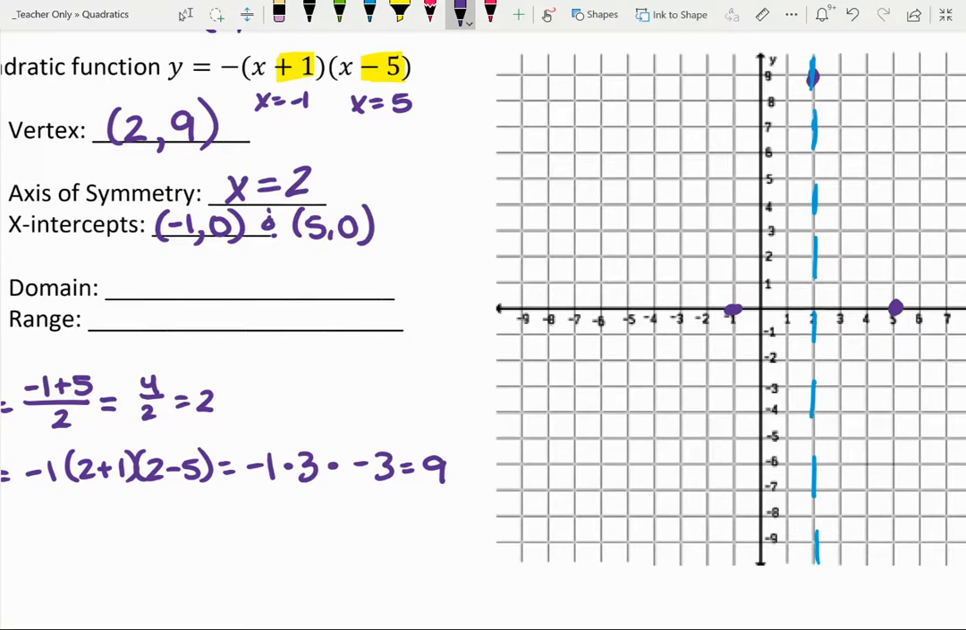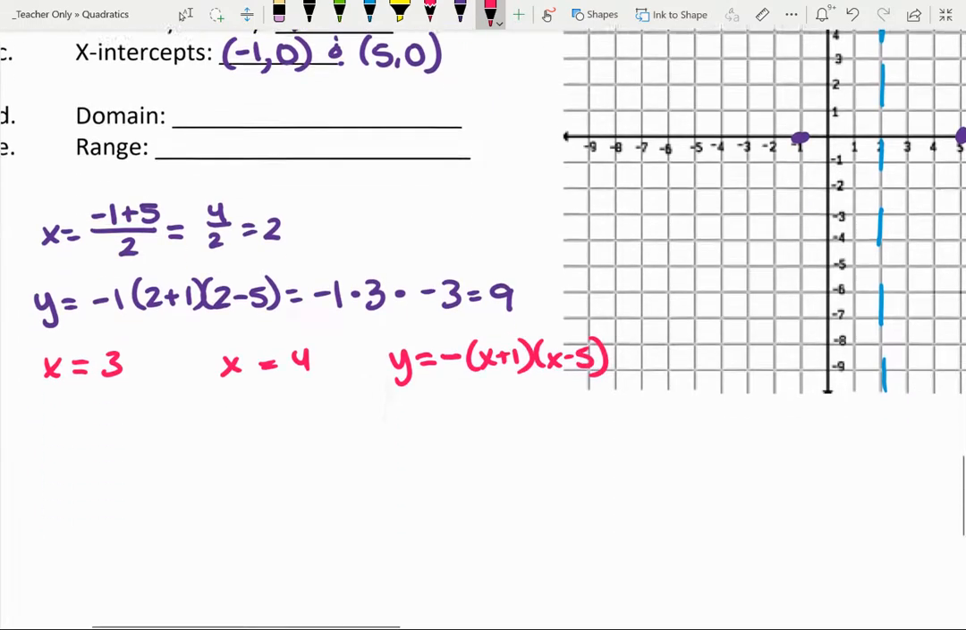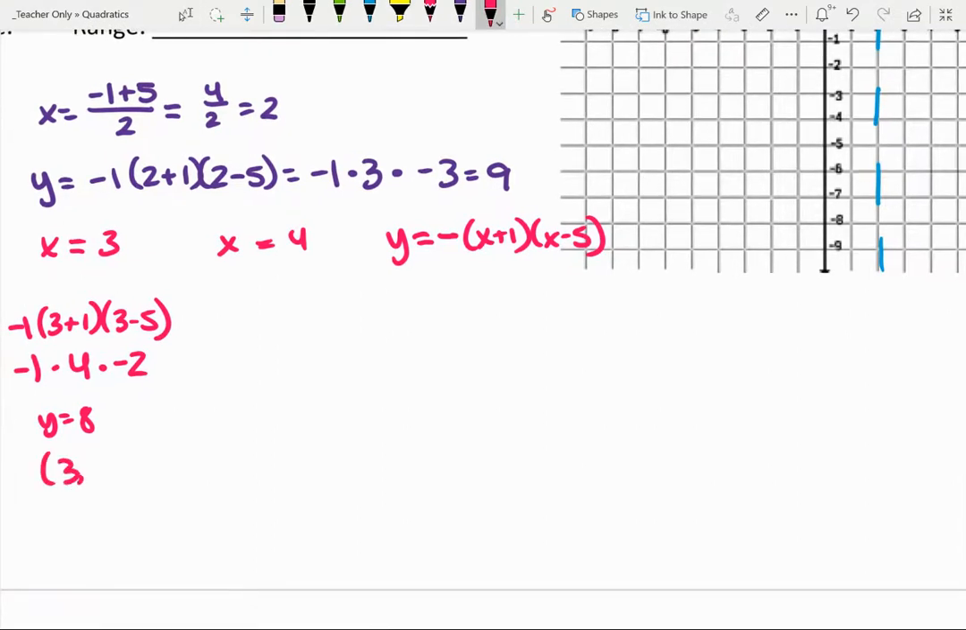I think having another couple of points here might make our picture just a bit more interesting. So I'm going to see what happens when x equals 3 and what happens when x equals 4. And I'm just going to rewrite my equation so I can use it. Okay. So when x is 3, we have negative 1 times 3 plus 1 times 3 minus 5, which is negative 1 times 4 times negative 2, aka 8. So we have the point 3, 8.